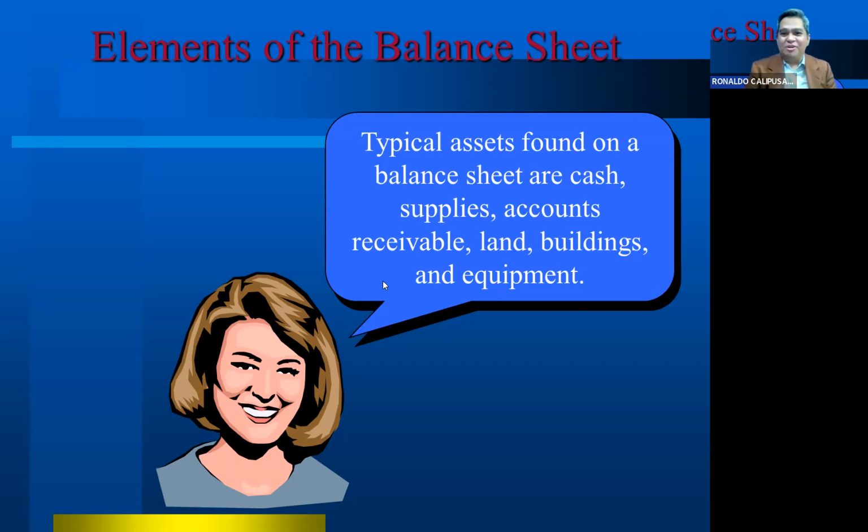Of course, you also have your fixed assets. So these are your land. For example, you're a manufacturing company, then you have your own manufacturing plant. So you probably own the land, and you'll probably own the building and the equipment. So those are typical balance sheets.